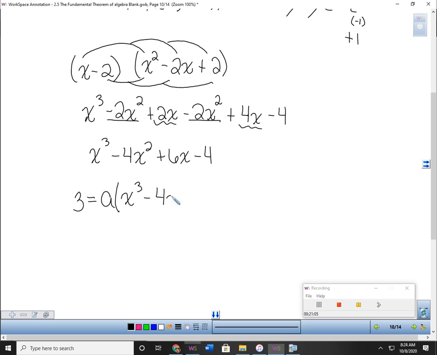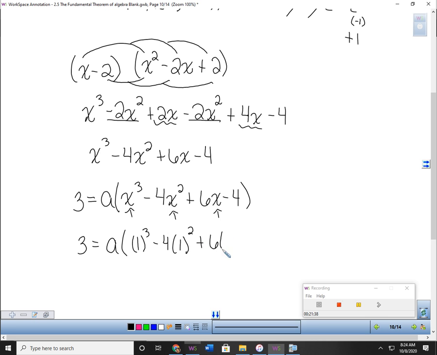So I've got minus 4x squared plus 6x minus 4. Now, as it stands right now, I have too many unknowns, right? I have an a and then I have all these x's. But what number did they want me to plug in for x? They wanted me to plug in a 1. So that's what I'm going to do. I'm going to go through and plug in a 1 for every x that I have. So I have 1 to the third minus 4 times 1 squared plus 6 times 1 minus 4.